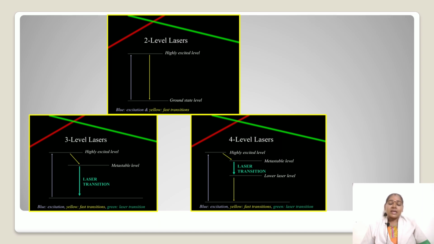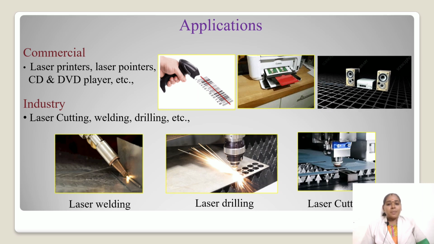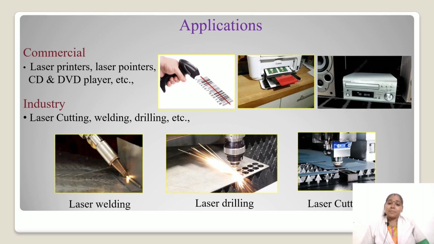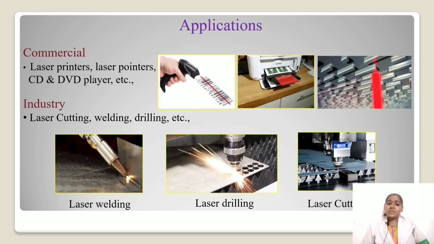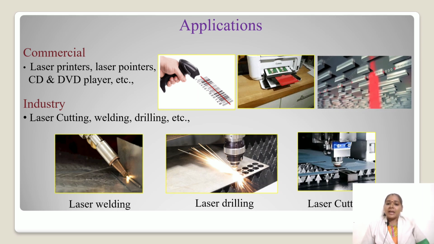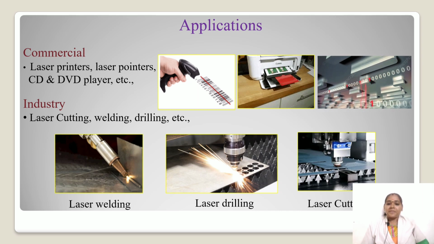In 4-level lasers, there is a ground state, excited state, metastable state and additionally a lower level state. So the laser transitions occur only between the metastable state and the lower level state. Then finally we see a few applications of laser in different fields. Commercially, it is used in laser printers, laser pointers, then CD and DVD writing, etc. Then industrial applications, especially material processing, which involves laser welding, laser drilling and laser cutting, etc.